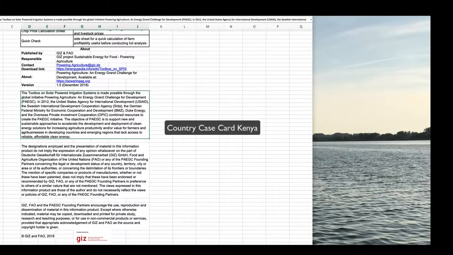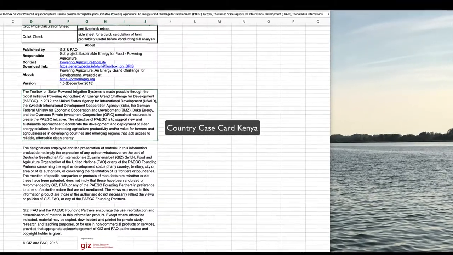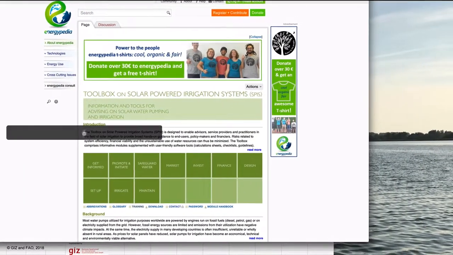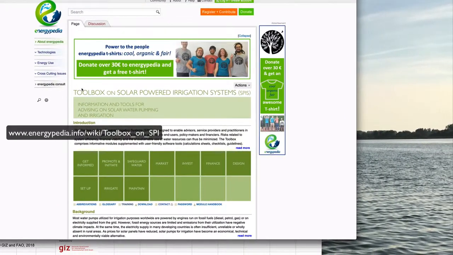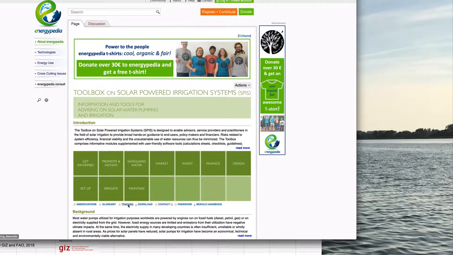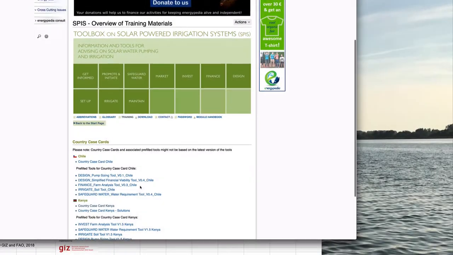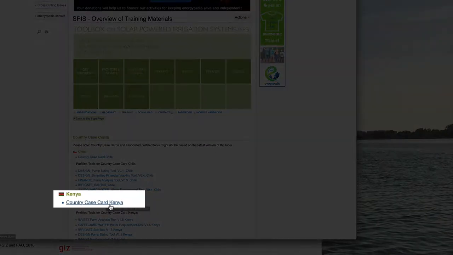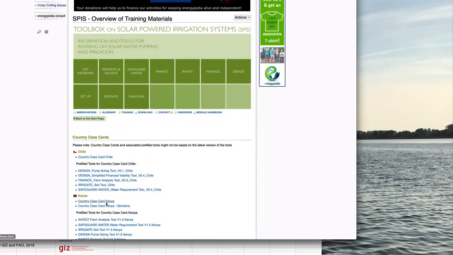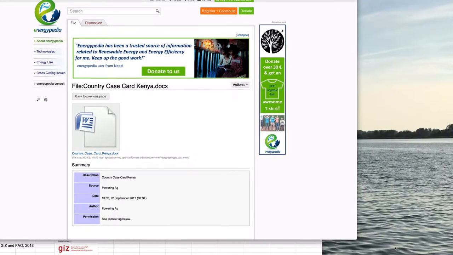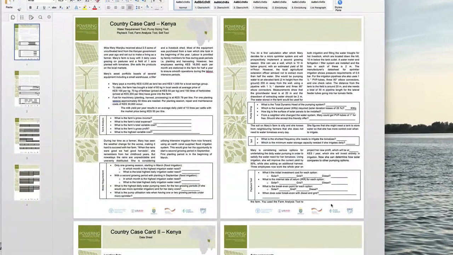For our case, we use the data of the country case card Kenya. You find it at the Energypedia Toolbox site by clicking on Training and then moving to Kenya, country case card Kenya. Download the case card and you find a Word file with data of Mary's farm, her situation, and the question to answer.